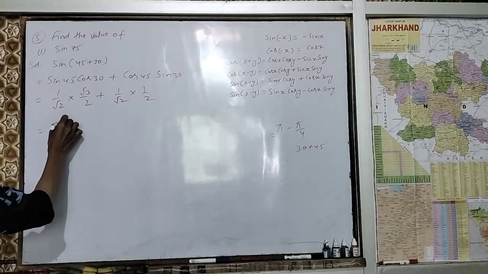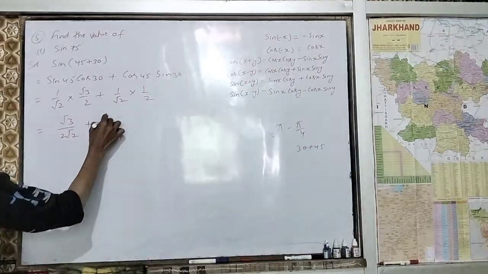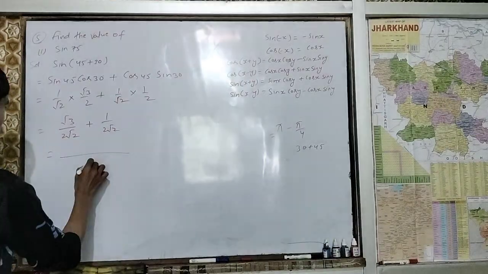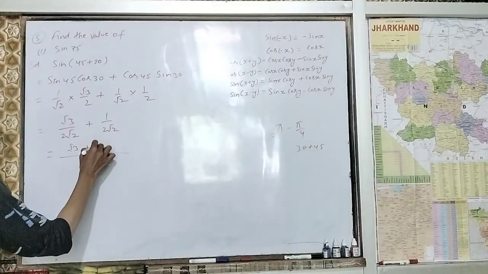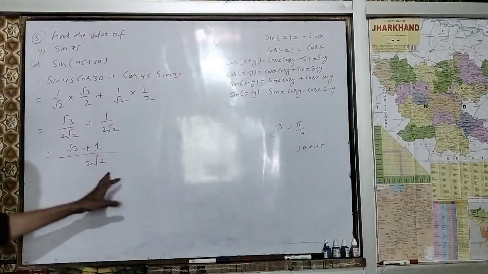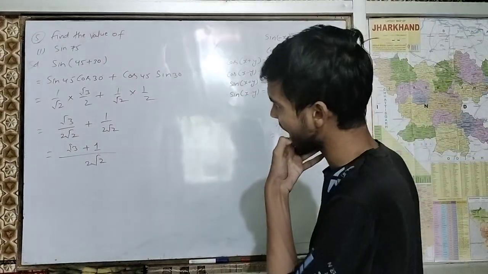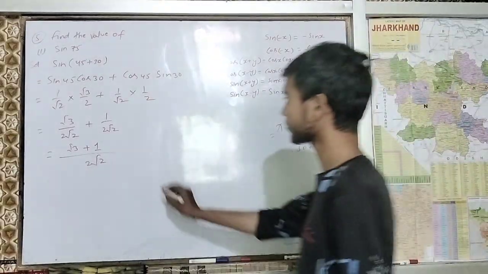So what is happening over here? Root 3, then here 2 under root of root 3. Next we have 1 upon 2 under root of 2. Here both are the same, that's why it will become this much. Root 3 plus 1. I think you can rationalize it. Till here this is the answer, but if you want to simplify this further, it is your choice. Clear? So till here this is correct.